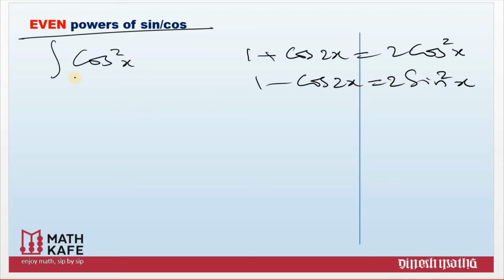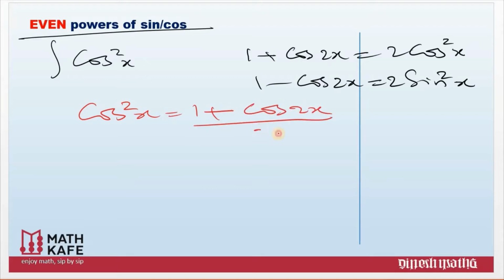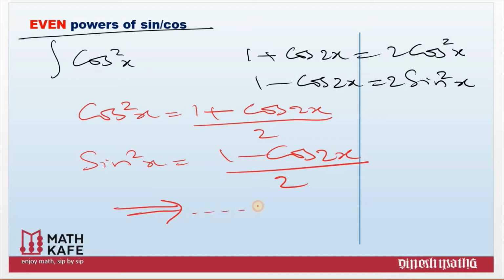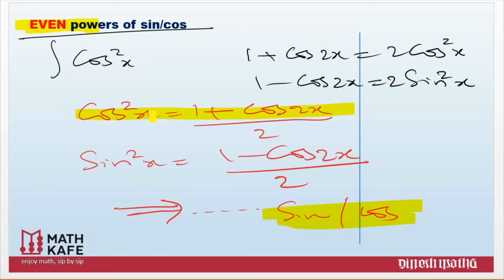Whatever way you have learned, for the current situation you need to modify these formulas as cos square x is equal to 1 plus cos 2x whole divided by 2 and sine square x is equal to 1 minus cos 2x by 2. In this particular type, all the questions of sine or cos with even powers, wherever you have even powers of sine or cos, you must use cos square x is equal to 1 plus cos 2x by 2 and sine square x is equal to 1 minus cos 2x by 2. This is the technique if it is even powers of sine or cos.